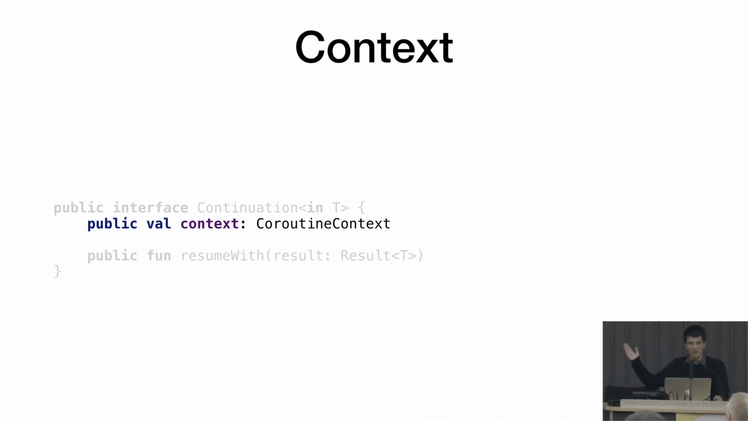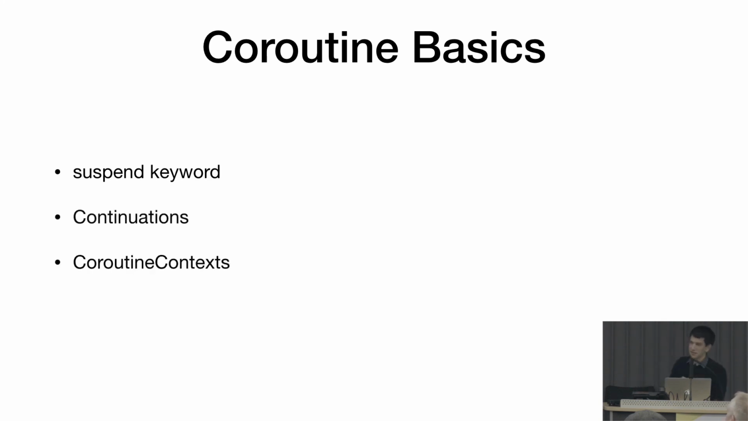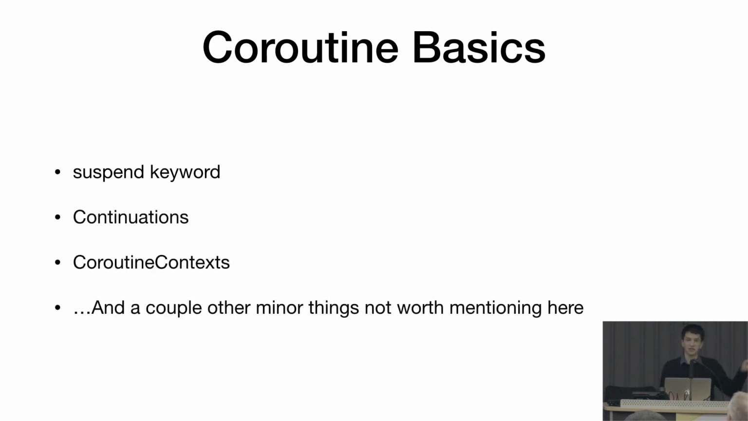I'll explain why later. But what have we learned about the coroutine core library? We have the suspend keyword, we have continuations, we have coroutine contexts, and a couple of other minor things I'm going to just gloss over. But it's really not much more. It's like two or three more functions that I have not mentioned that aren't really that important for my purposes here. So it's a very, very tiny library.